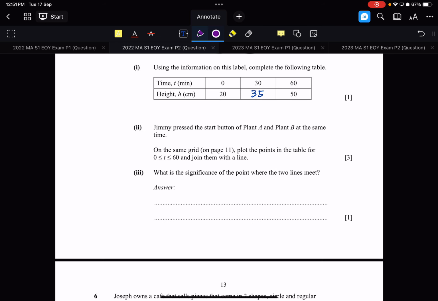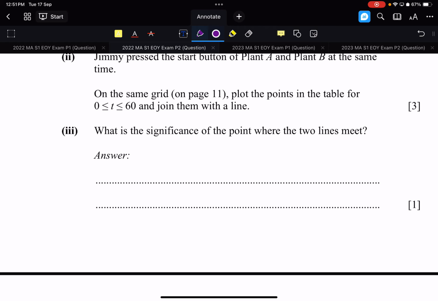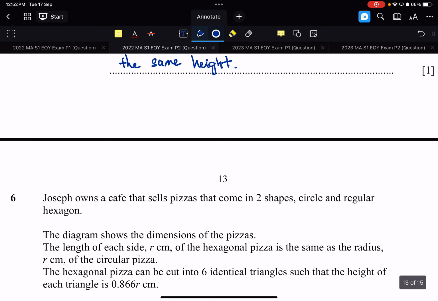What is the significance of the point when the two lines meet? Well, that is where both plants actually have the same height, right? So change the color. It is the time when both plants reach the same height. Okay, right, moving on. Next question.